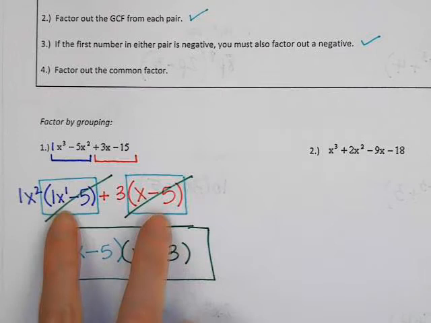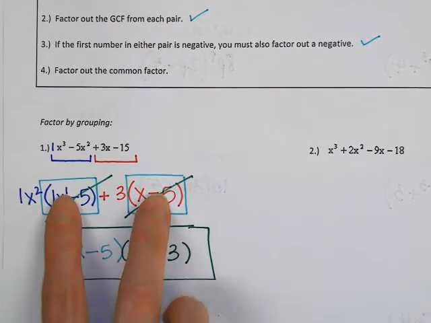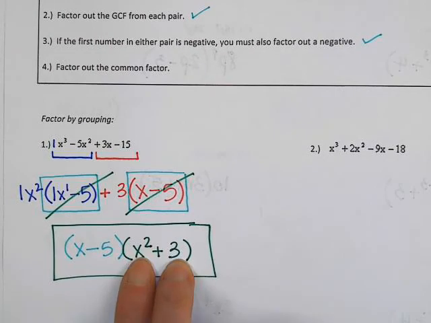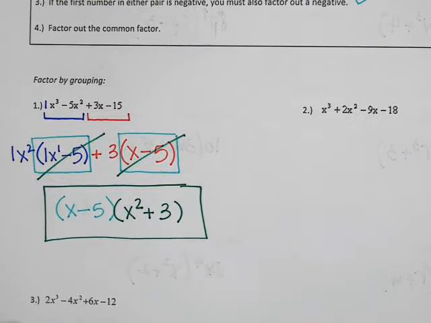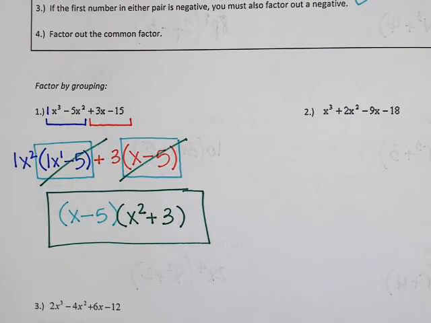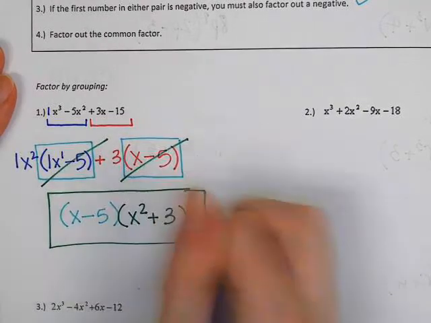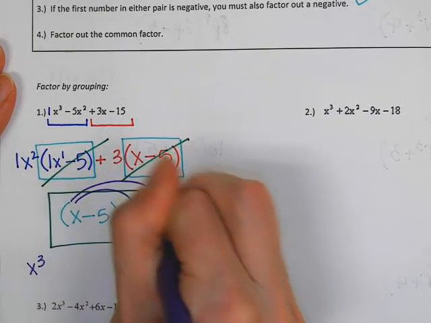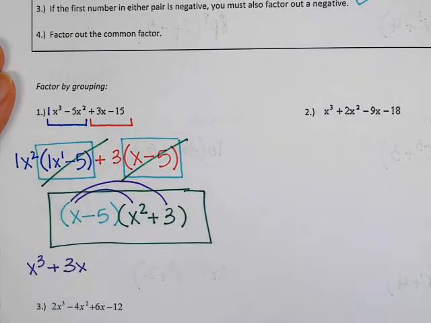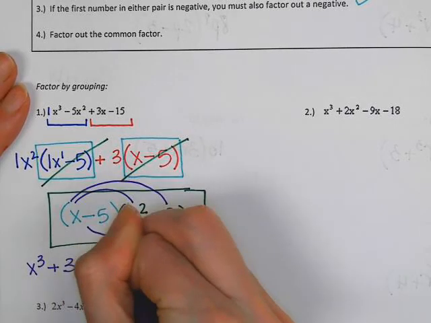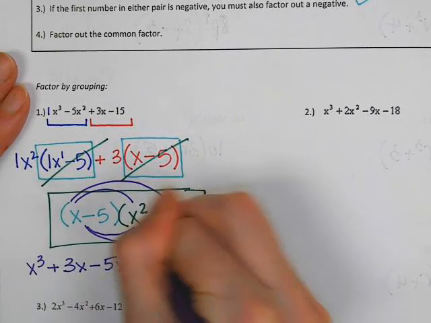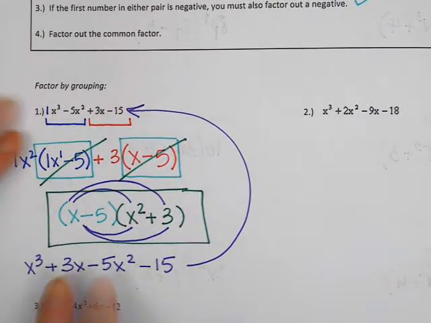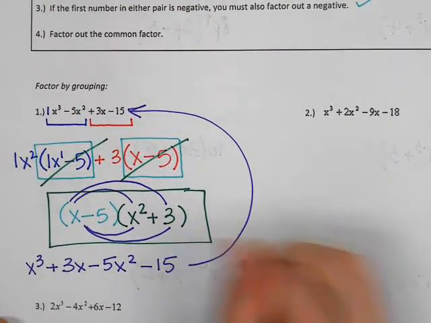Okay, so we split them up in pairs. The common factor comes out once, and the other stuff remains in the other parenthesis. I know that seems a little abstract right now, so let me show you that it actually does work. If I FOIL this out, x times x squared is x to the third. X times 3 is 3x. Negative 5 times x squared is negative 5x squared. And negative 5 times 3 is negative 15. See how this is this, in a different order? But yeah, so it works.